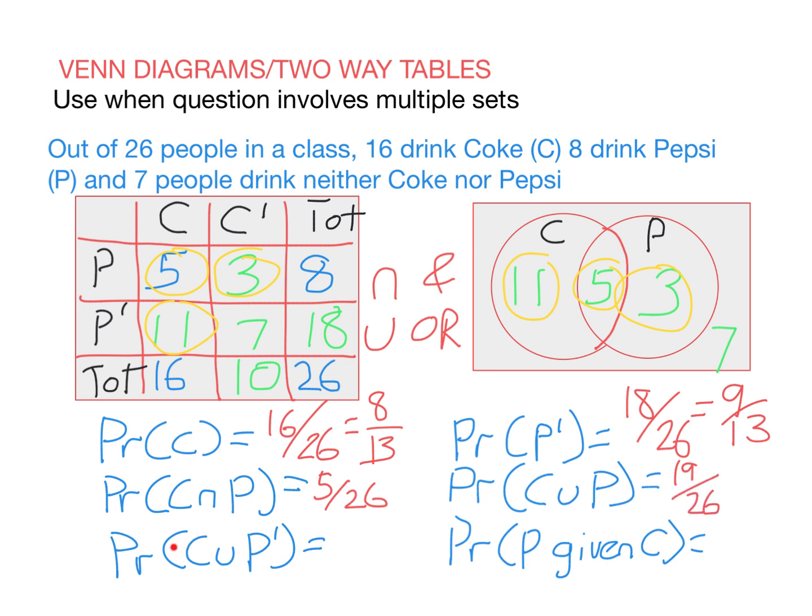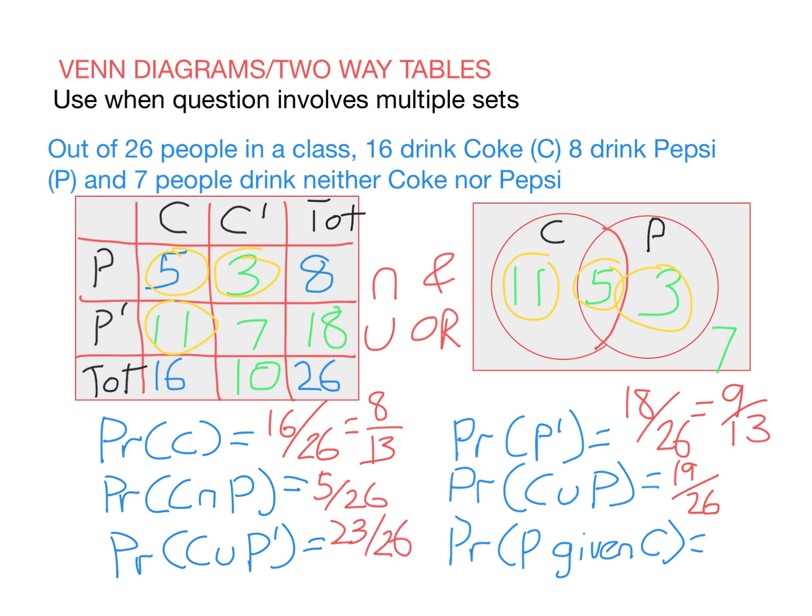This here says the probability someone drinks Coke or they don't drink Pepsi. Now, as I said before, if you're doing an "or" question, you need to get 3 numbers from the Venn diagram or two-way table. So we want to include all of the people here that drink Coke. So we want to include those 16, but also these 7 because they don't drink Pepsi. We include these because they drink Coke and this one because they don't drink Pepsi. So 11 plus 5 plus 7 gives us 23 out of 26.